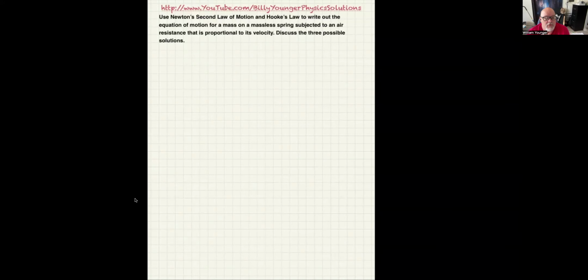What I've written here is: use Newton's second law of motion and Hooke's law to write out the equation of motion for a mass on a massless spring subjected to an air resistance that is proportional to its velocity. Discuss the three possible solutions. So that's the problem we're solving. Let me go ahead and get started by writing solution.